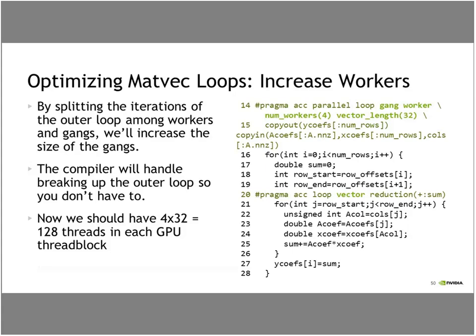We have here on the right, we kept our vector loop. We now take the top loop and we say, make this loop both gang and worker. How many workers? 4. And how many gangs? Well, I'll let the compiler figure that out. I never, ever adjust num gangs. I always let the compiler figure that out. But num workers 4, and so now I've increased my parallelism by a factor of 4. So the compiler will break up the outer loop for me. It will run 4 workers per loop times 32 vectors. That's 128 threads per thread block.